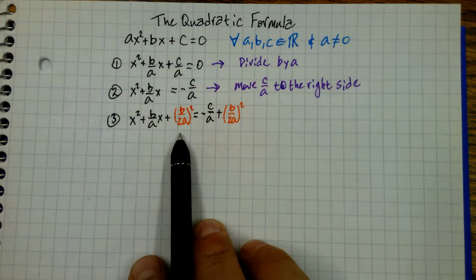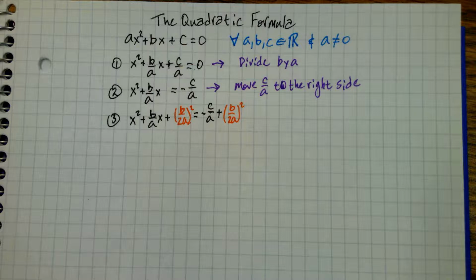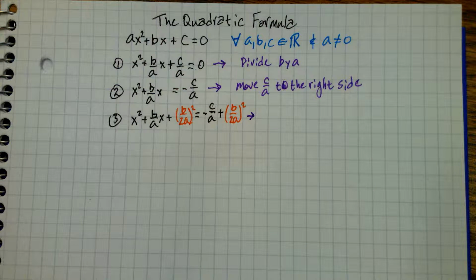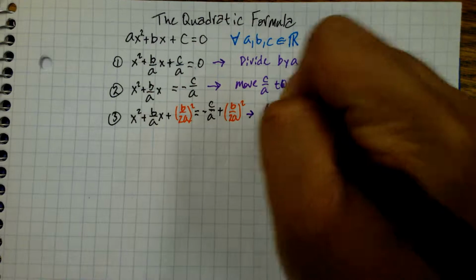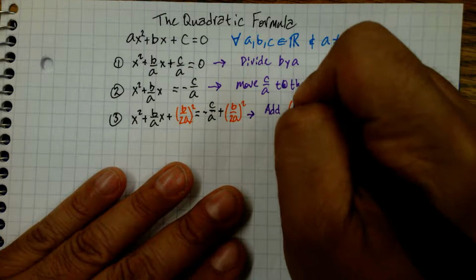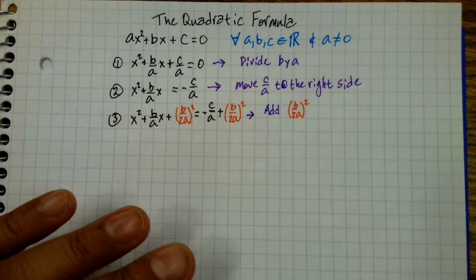Yeah, remember when we were completing the square, we had to divide the number in half and then square it. You're going to see that it is going to generate that denominator of 2a. Okay, so basically, what did we do? Add b over 2a squared to both sides.